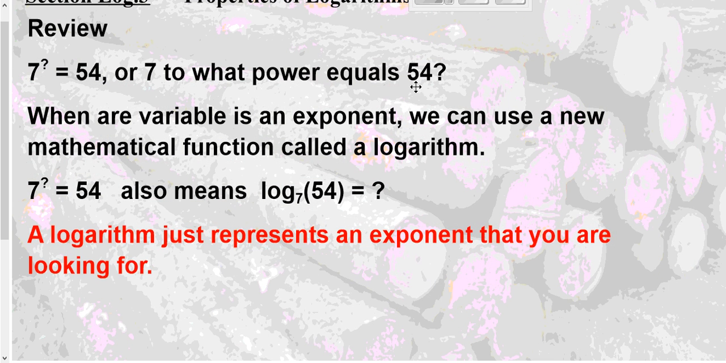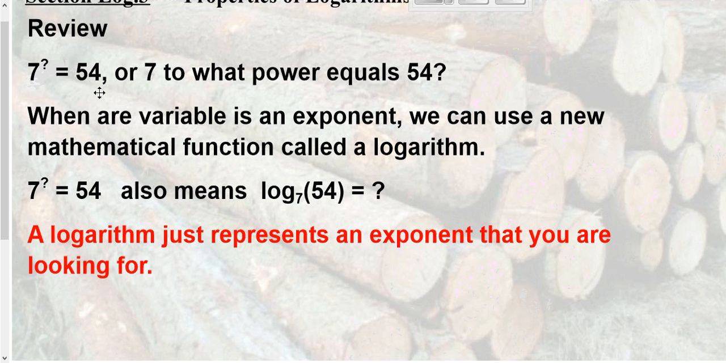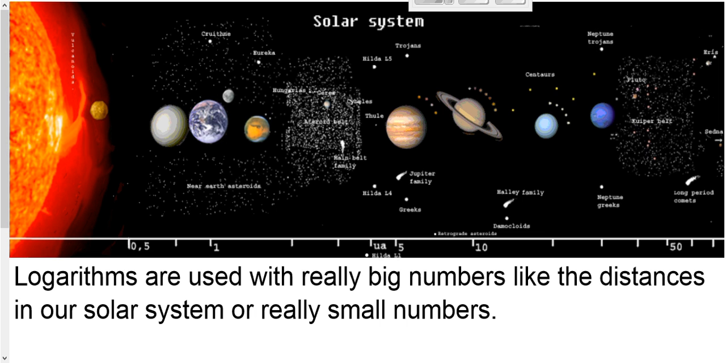Now, just to review, if we had 7 raised to some power equals 54, we're trying to figure out what power that would have to be. We know it's not a nice, neat number because 7 squared is 49. Well, 7 cubed is way more than that. So 7 to some unknown power equals 54 also means log base 7 of 54 equals that unknown number. A logarithm just represents an exponent that you're looking for. So any logarithm is an exponent.